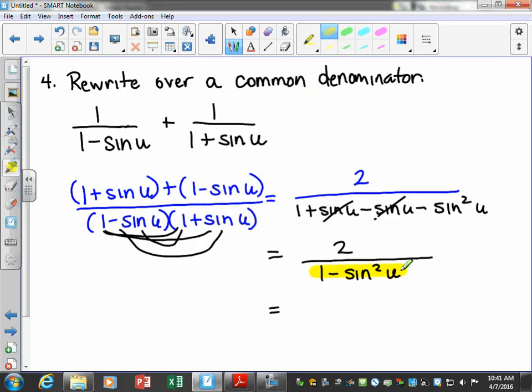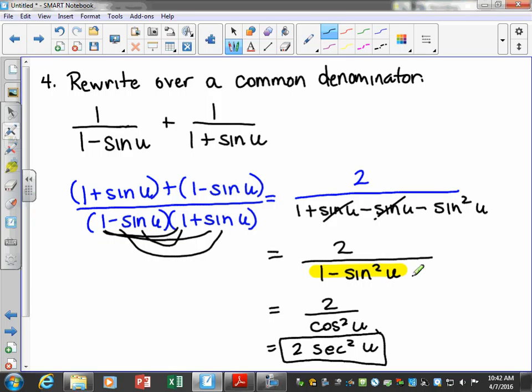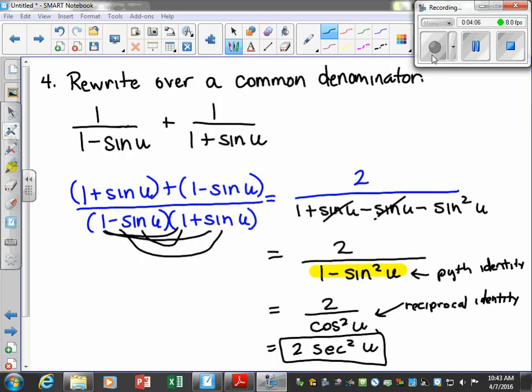Okay, do you recognize this? 1 minus sine squared u, which would be one of our Pythagorean identities, which is going to be what? Good, cosine squared u. So 2 over cosine squared u. Now, that's the same thing as, what would be 1 over the cosine squared? It's the reciprocal. What's the reciprocal function of cosine? Secant squared. So I just bring down the 2, which is in the numerator, and then I have secant squared u using the reciprocal identity. So that's 2 times 1 over cosine squared u, right? So this is the part that I rewrote as secant squared u. Okay, and so I just labeled the identities that we used in those locations.